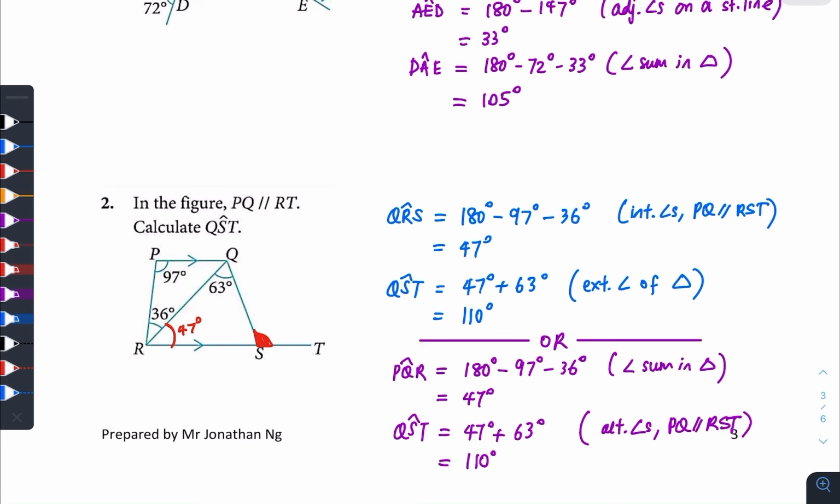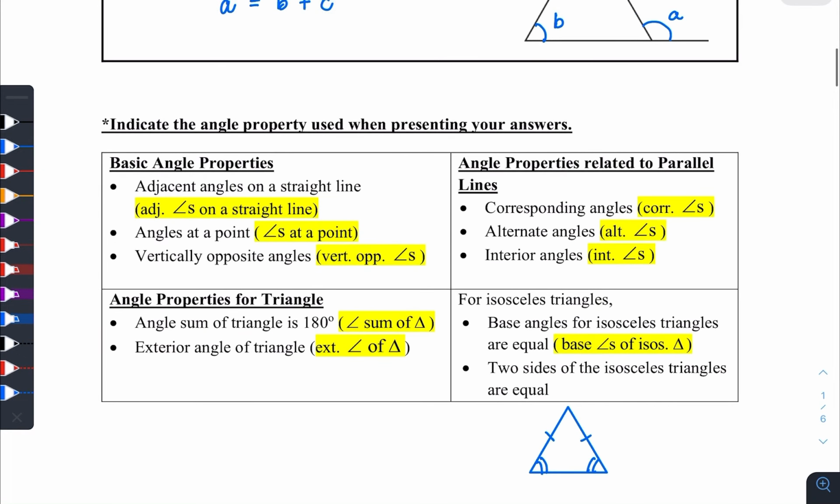Okay, so one more reminder to everyone is that we have to present our working very, very clearly, especially when the question asks us to explain why, or to show, or to present with reasons. Okay, so what are the reasons? Let's recap the reasons again. So in chapter 10, we've learned the reasons related to basic angle properties: adjacent angles on a straight line, angles at a point. The first one adds up to 180, the second one adds up to 360, and vertically opposite angles are equal. Then three properties for parallel lines: corresponding angles and alternate angles are both equal, and interior angles add up to 180 degrees.